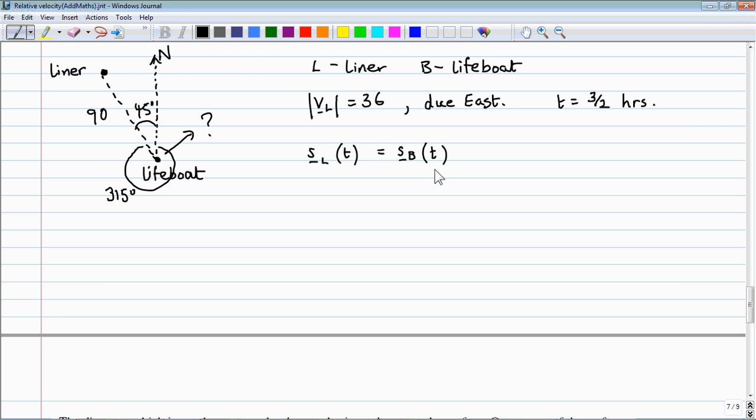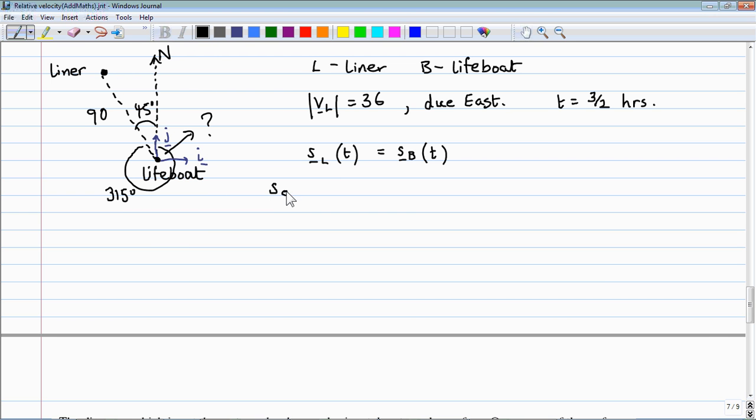Now, to make everything clear, we need to define a coordinate system. This is a bit messy, but I'll try and do it. So I'll say this is the j vector. A unit vector in the north direction is j, and a unit vector in the east direction is I. Then let's expand this.